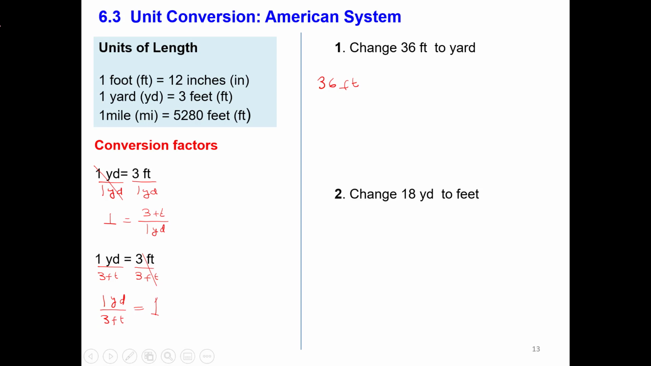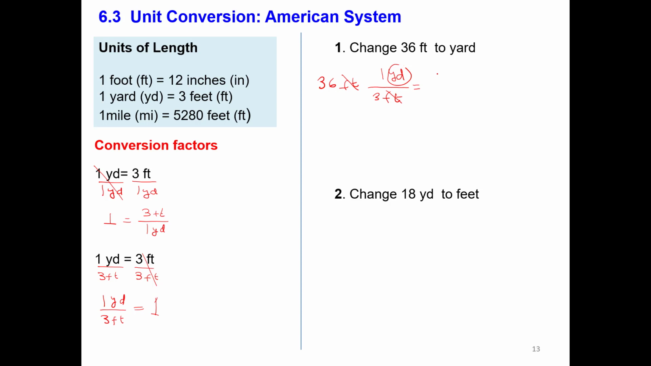Then here we have 3 feet, one jar. And you can see this equals 1. When we are multiplying, we are not changing anything because this conversion factor equals 1. Now feet cancel out and we have jars. This is the unit we want.